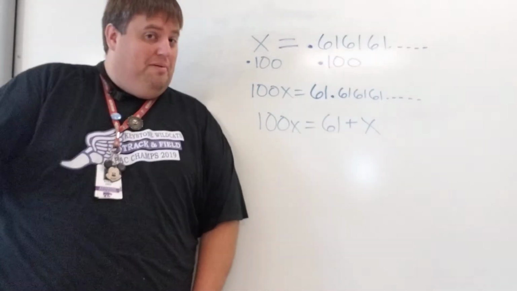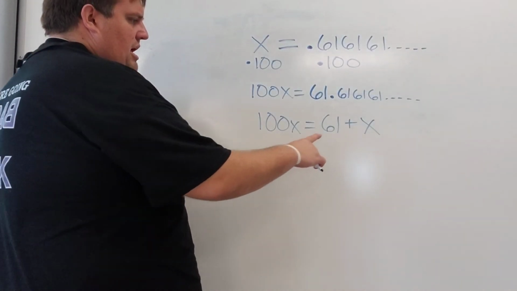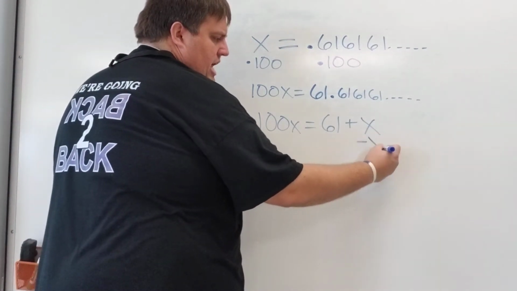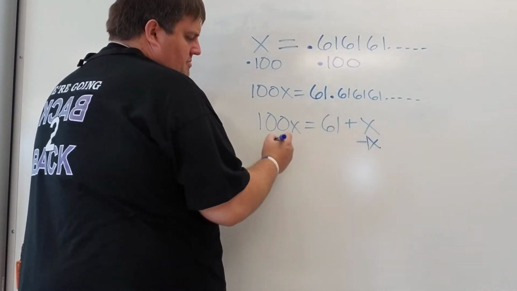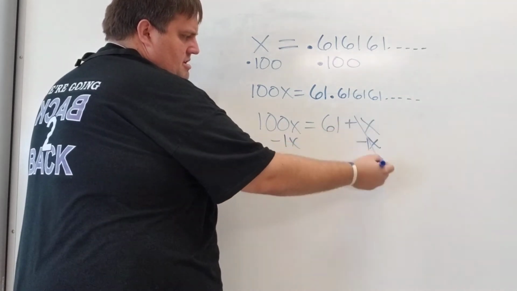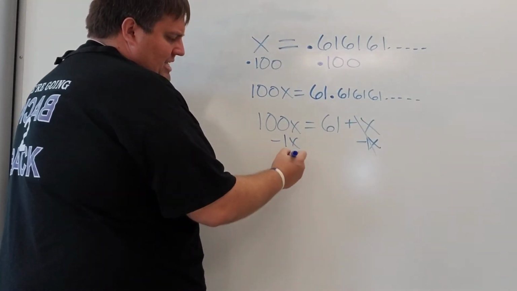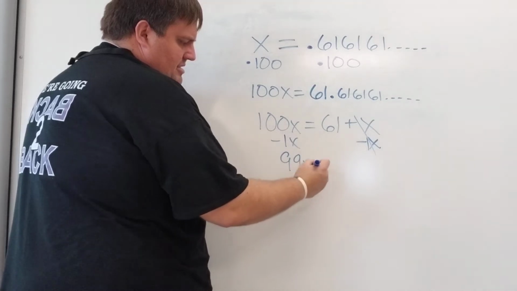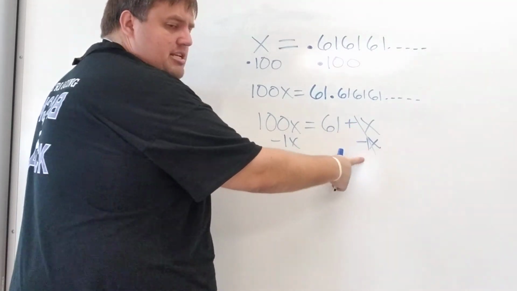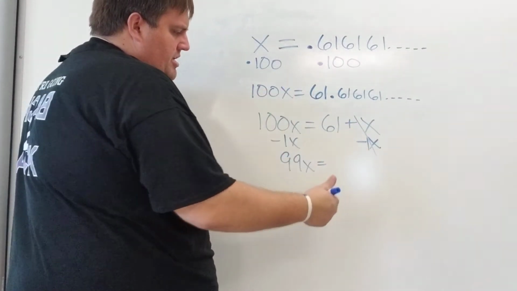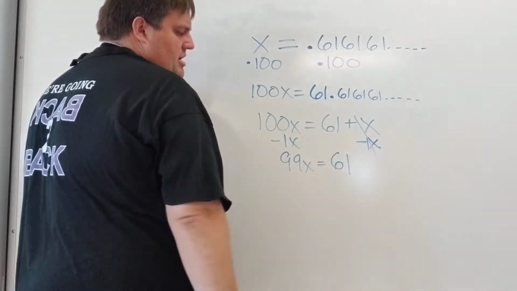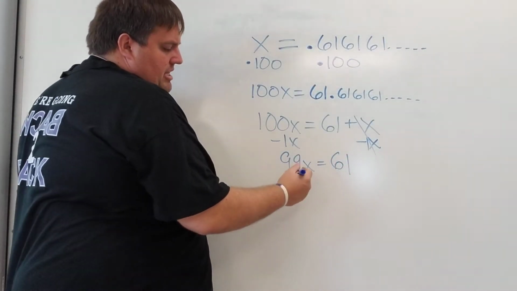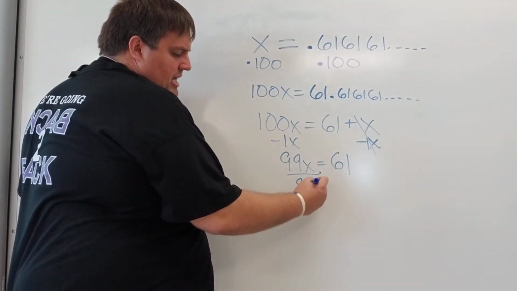From there, we just have a little bit of solving. So I'm going to subtract 1x from both sides. 100x minus 1x is 99x. Over here, 1x minus 1x is going to be gone, so I just have 61. And then, when I want to get x by itself, I'm going to divide by 99.